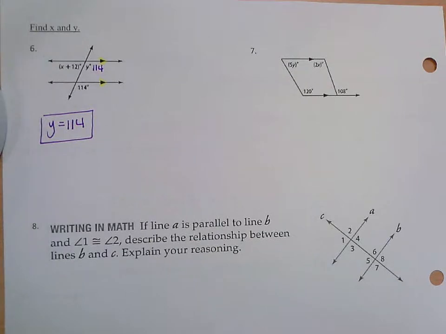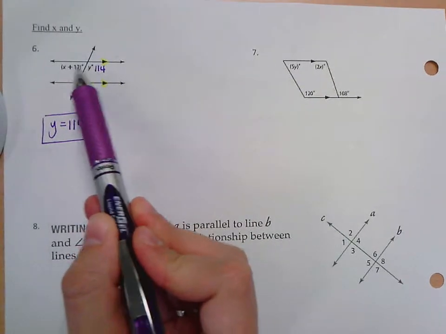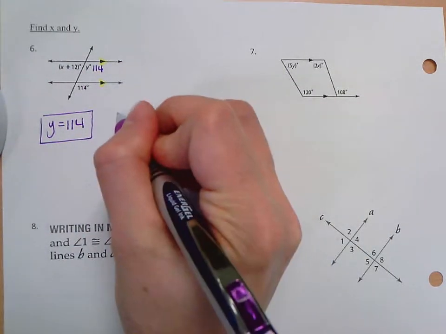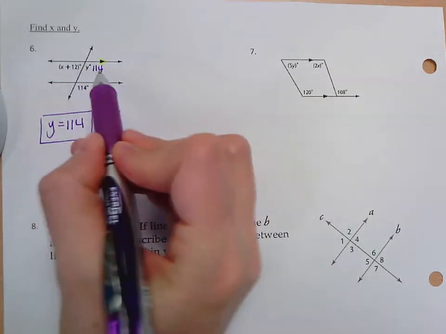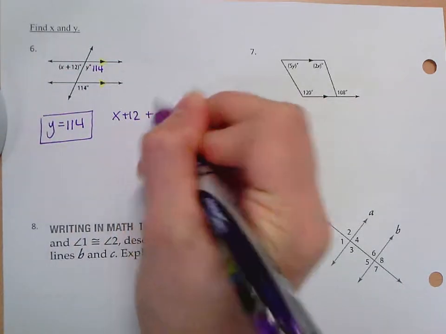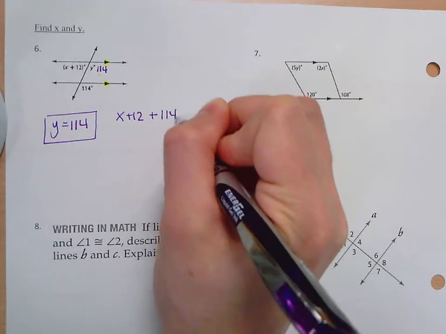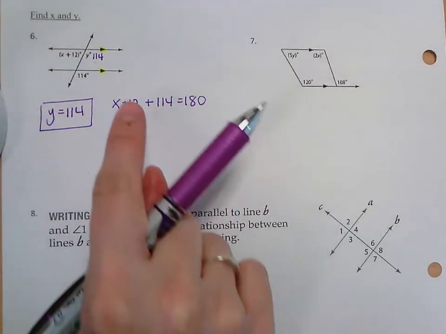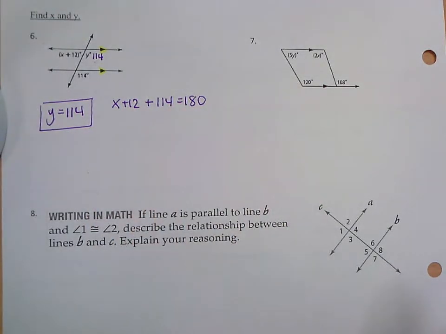You got what? Okay, and how'd you get that? Okay, so these 2 angles here, these 2 should add to 180. So I'm gonna set up an equation. Kai described it correctly, but I'd have this angle is x plus 12 plus this angle is 114, and that should equal 180. Okay, so then I could solve this equation to find x.